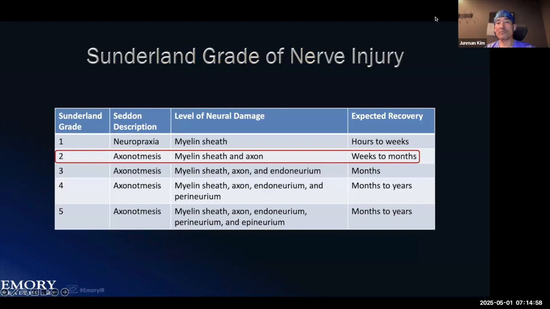This is something described by Sunderland in the UK several decades ago. They categorized the nerve injury grade. If you look at Sunderland 2, this is the only thing that you need to know. It creates an axonotmesis, damaging the axon and myelin sheath. The axon is the one that actually transmits the signal, and the myelin sheath is the sheath that covers the axon. Furthermore, it is covered by endoneurium, perineurium, and epineurium.